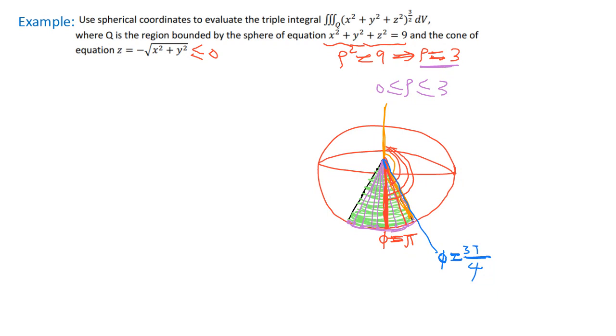Good. So phi between 3 pi over 4 and pi. But please stop me if you don't understand a certain point, especially the limits for phi. This is a crucial point for spherical coordinates.